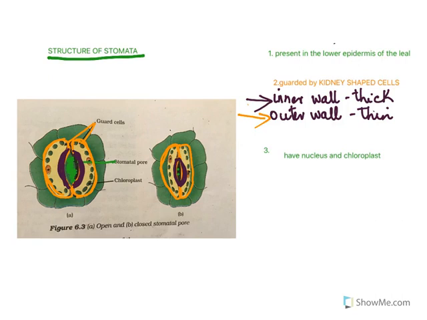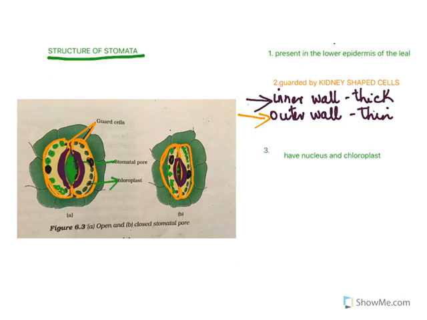It has a nucleus, yeah, the nucleus. This also has a nucleus, and most important, it has got chloroplasts. Like all other cells of the plant, this also has the chloroplasts here.